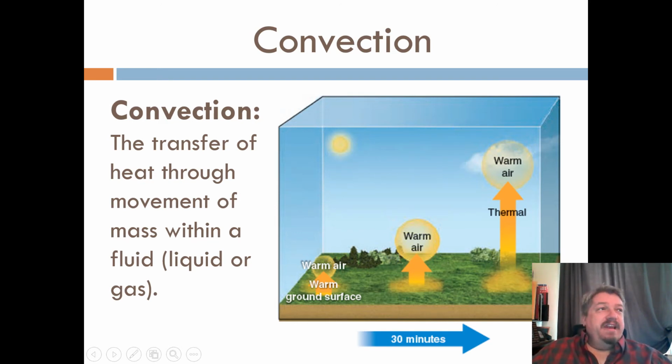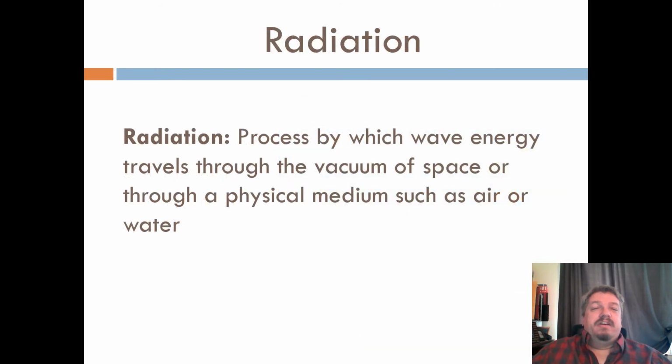So if heat needs a medium, like either being touched or air, then how do we get heat from the sun? And the last one, radiation. This is where the temperature energy is transferred by wave action. And so it can travel through space. It can travel through a vacuum. And this is how we get sunlight. We're going to talk more about that later on in a couple more chapters.